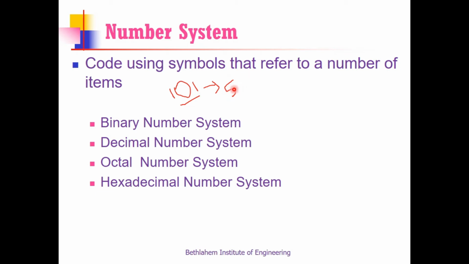So can you understand what is symbol? Symbols means the elements present in a particular number system. In binary, we have two symbols, 1 and 0. And this number 5 is represented as 101. That is, this 101 is the code which uses the symbols 1 and 0. Okay. So that's the meaning of code using symbols. So here in our syllabus we have 4 number systems. First is binary number system, decimal, octal and hexadecimal number system.